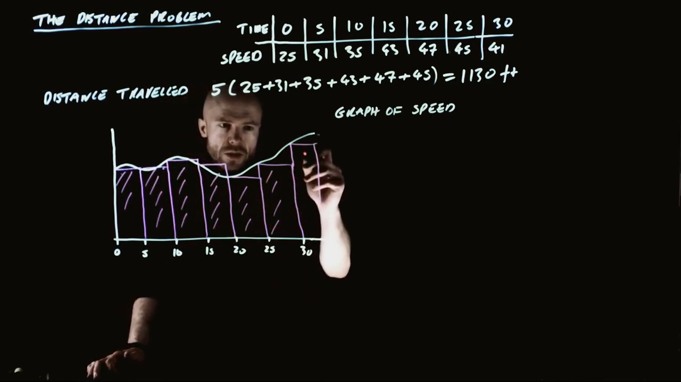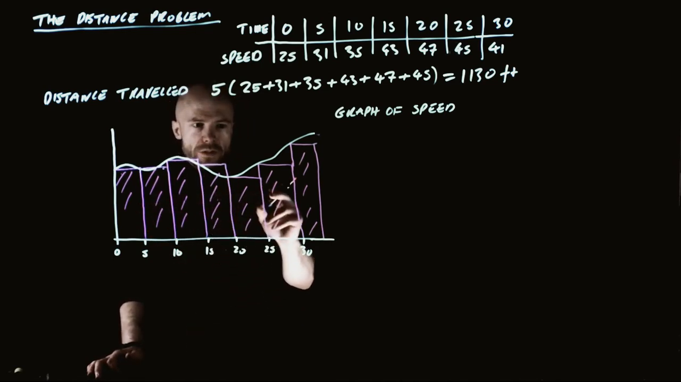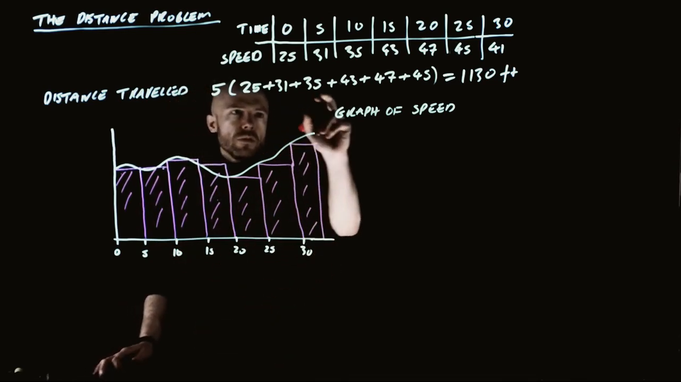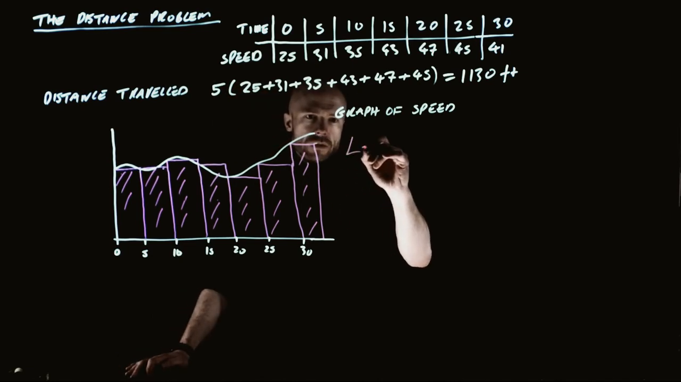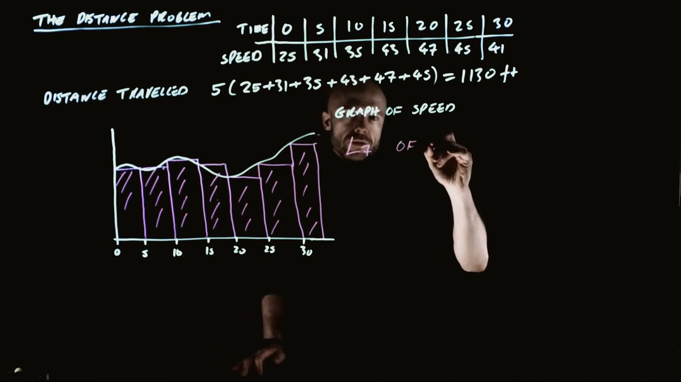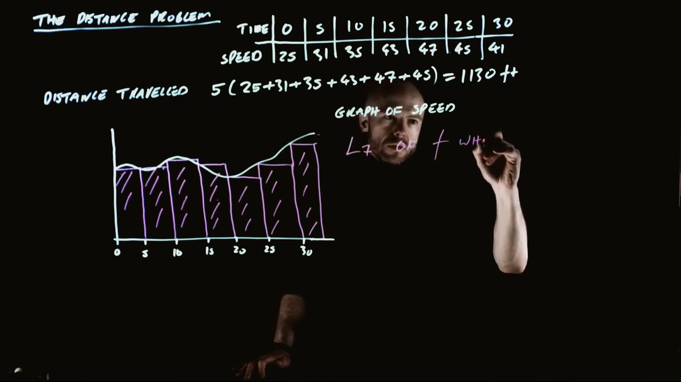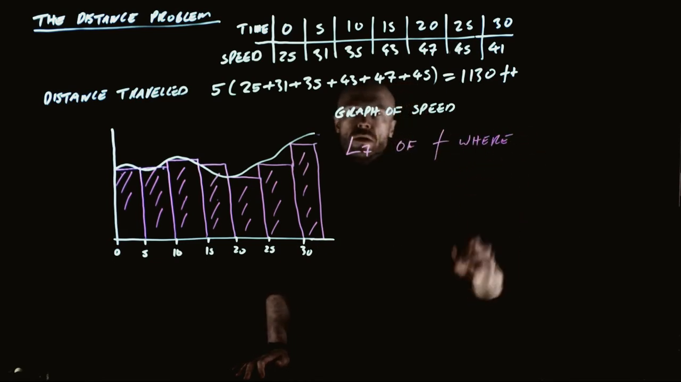And this is just the left endpoint approximation with how many? 1, 2, 3, 4, 5, 6, 7. Right, so this is just L7 of the graph of f, where f is the speed.